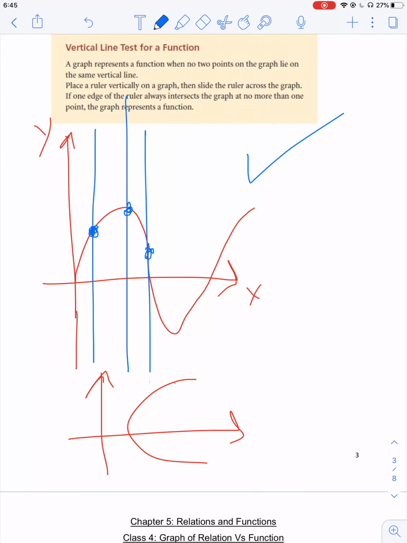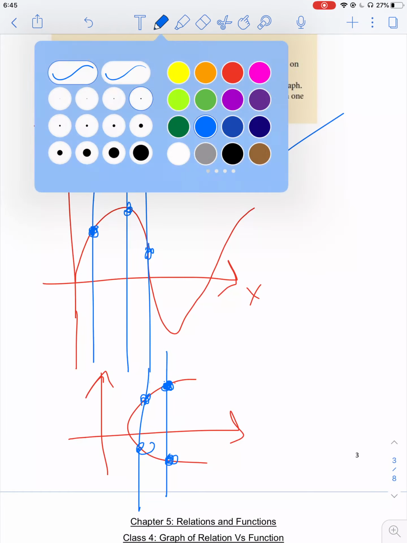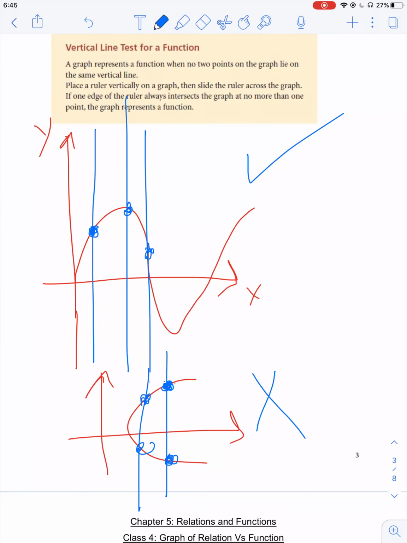Why? Because if I do my vertical line test, I'm intersecting my graph, right? This is my graph in red over here. I'm intersecting my graph at two different points, okay? So as soon as you intersect your graph at two different points, this is no longer a function. So I'm going to put a cross over here. So this means function. This is a function, okay?